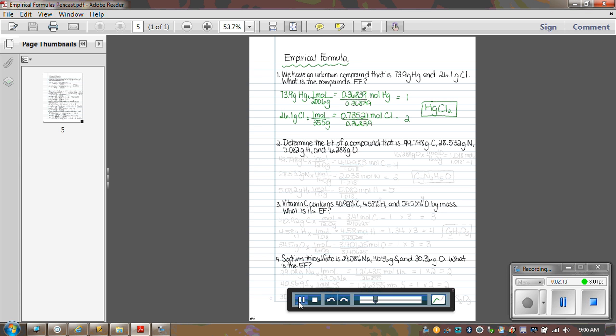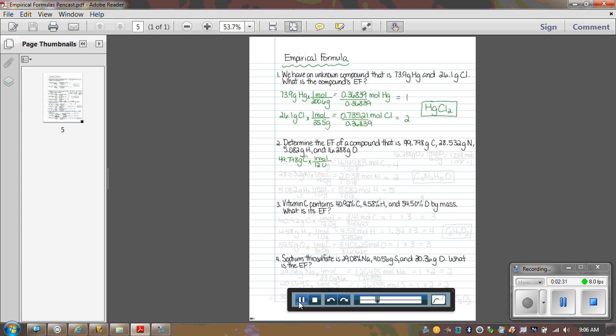So convert grams to moles, do a mole ratio. That's how you do empirical formula. So we're going to go ahead and do this next problem. This time we have 4 different substances. So I'm going to have 49.798 grams of carbon.